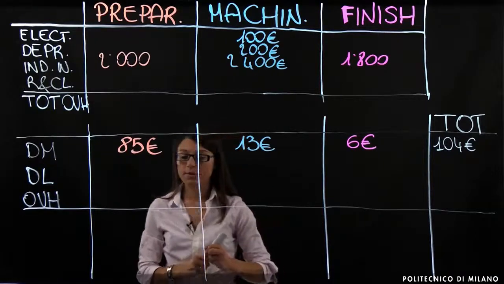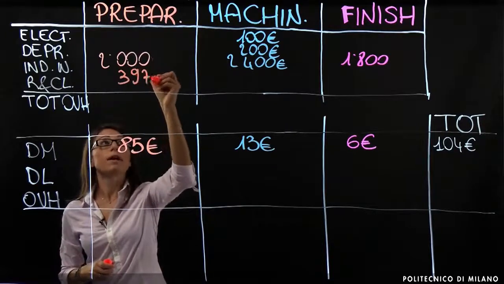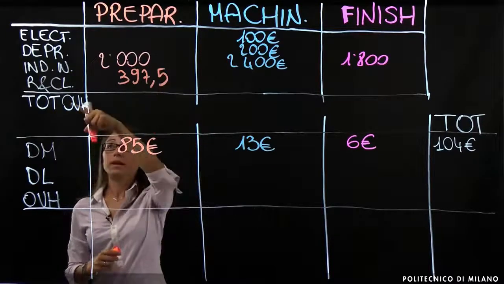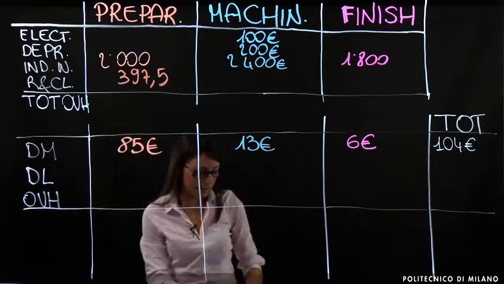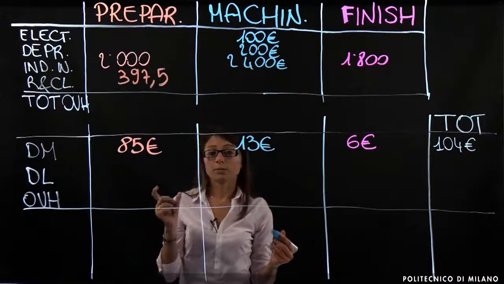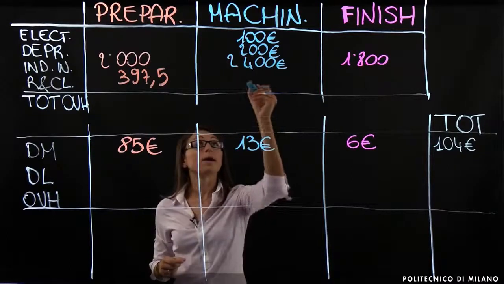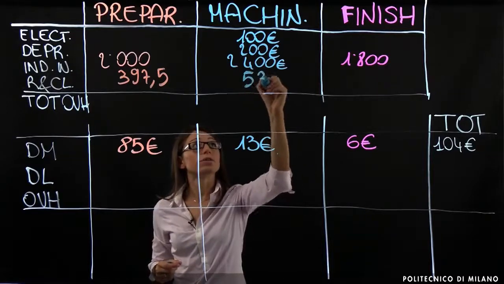So we will have 397.5 euros, which is the value of rent and cleaning assigned to the preparation department. Then we can identify the value that is assigned to the machining department, again by multiplying K by the number of square meters of the machining department. So we will have 530 euros.